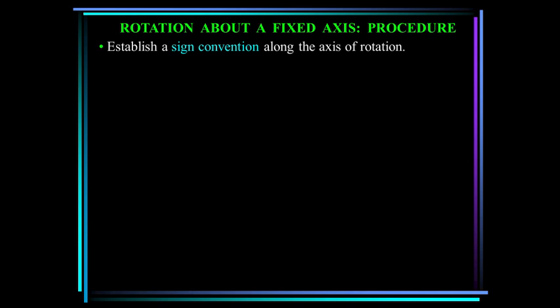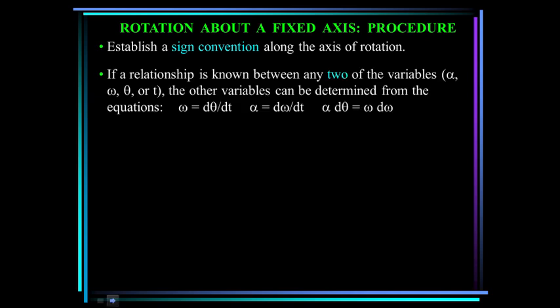First, establish a sign convention along the axis of rotation. If a relationship is known between any two of the variables, alpha, omega, theta, or t, the other variables can be determined from these equations that you see here, and these should look familiar to you. These are very similar to velocity is ds/dt, acceleration is dv/dt, and a ds equals v dv.